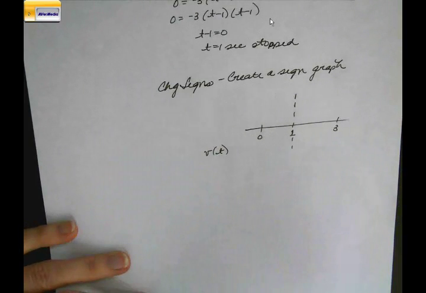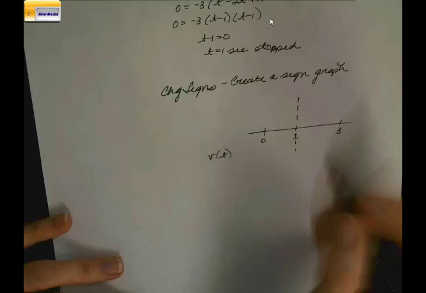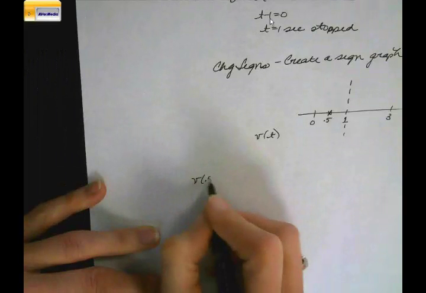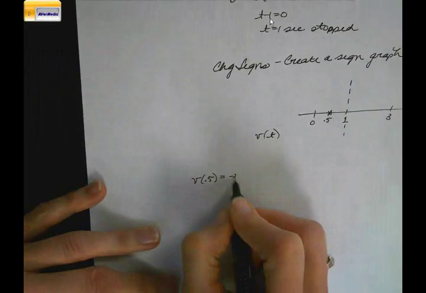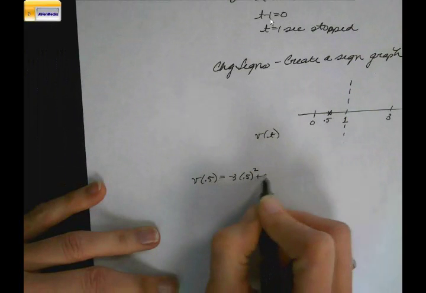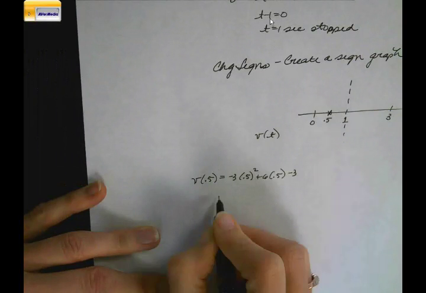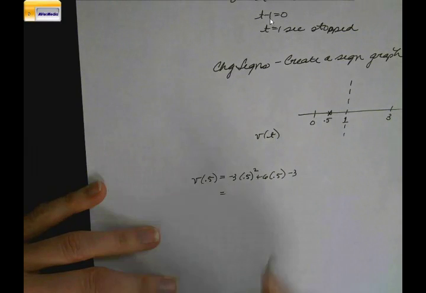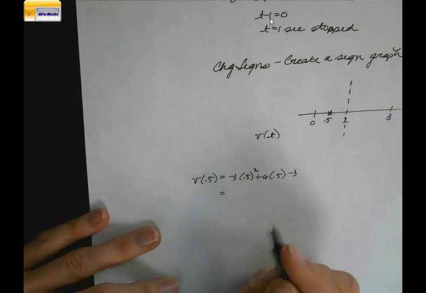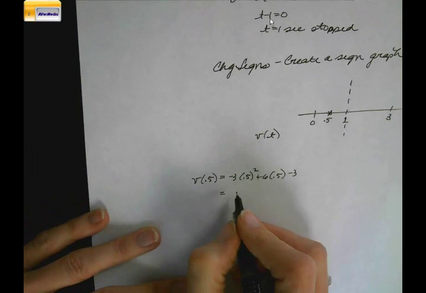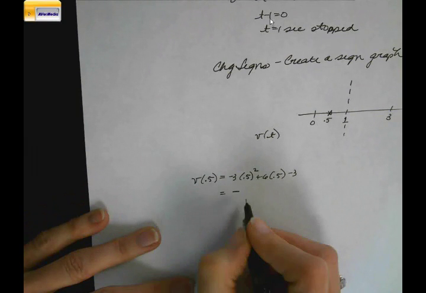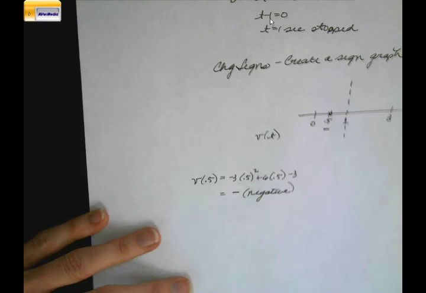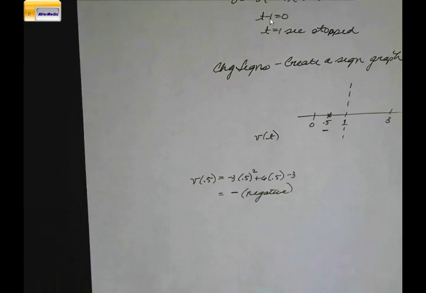So now, between 0 and 1, is velocity negative or positive? We'll go up here to your velocity. Let's pick a checkpoint, maybe 0.5. Velocity at 0.5, is it positive or negative? It would be negative 3 times 0.5 squared plus 6 times 0.5 minus 3. I'd have to put that into the calculator, and I show it's negative. Okay, so it's negative. It's going backwards between 0 and 1 seconds.